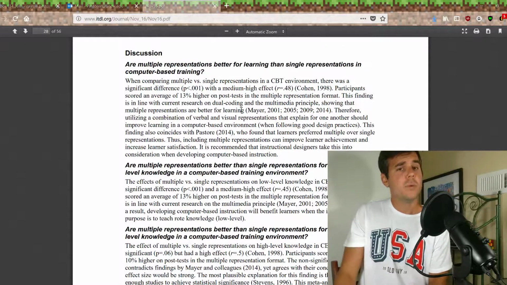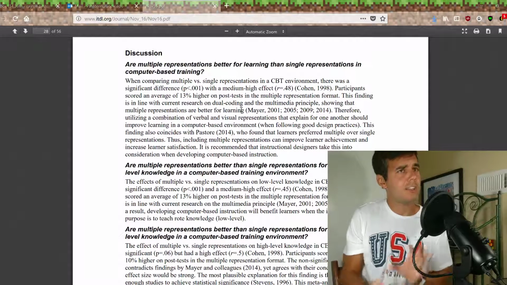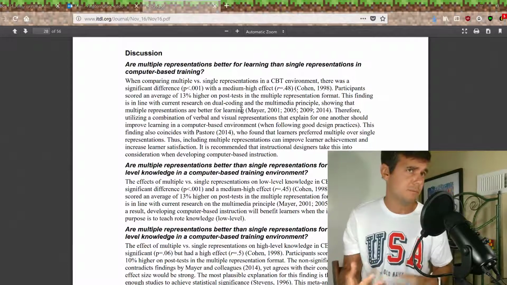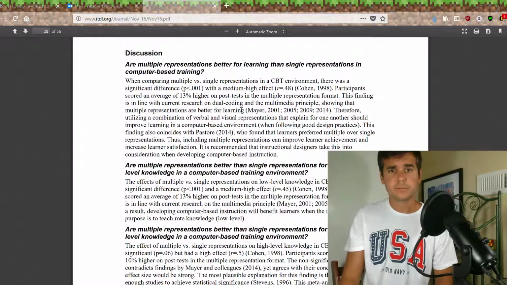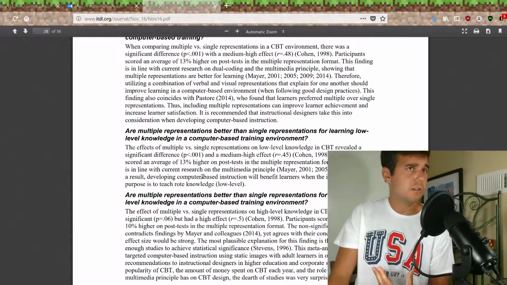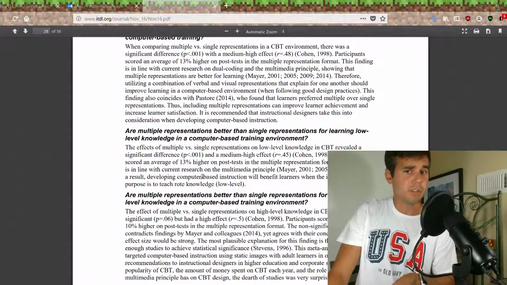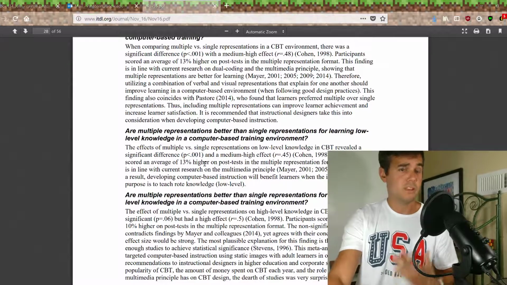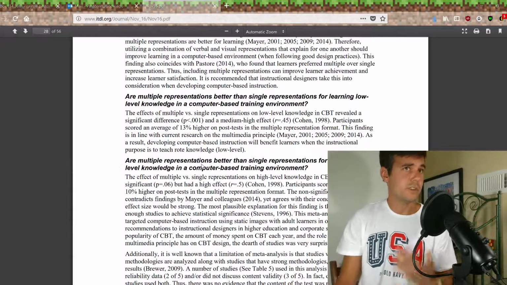So here we had a pretty medium to high effect size for each one of these. So overall we had a 13% difference. And that's for low and high. So when I looked at low and high, for low, I did have a difference. It was 13% as well, with a pretty good effect size. 13% difference when using multiple versus single for low.